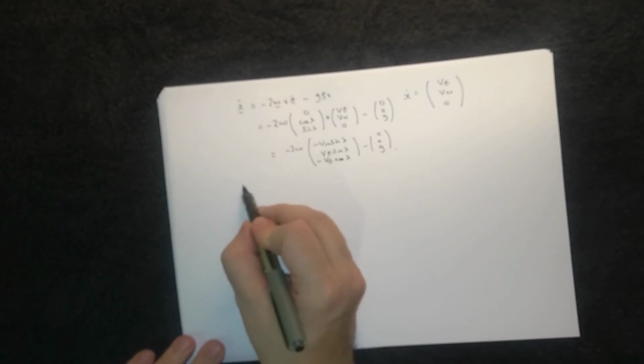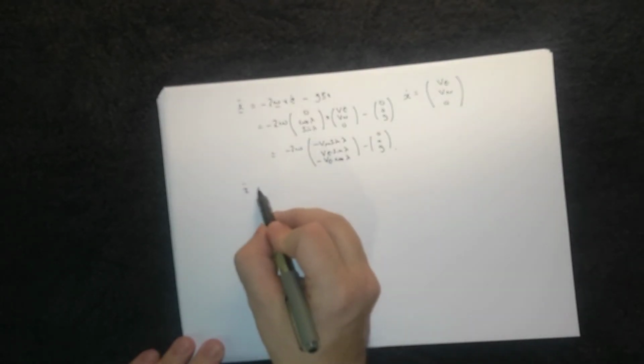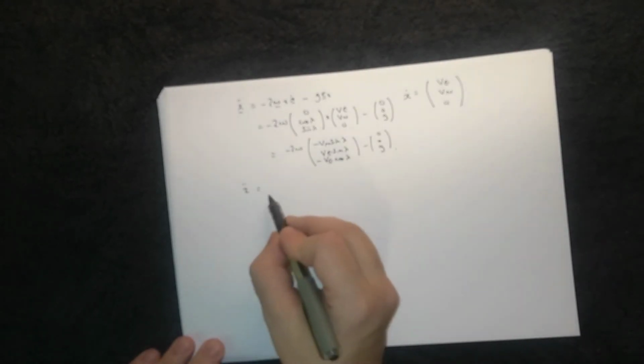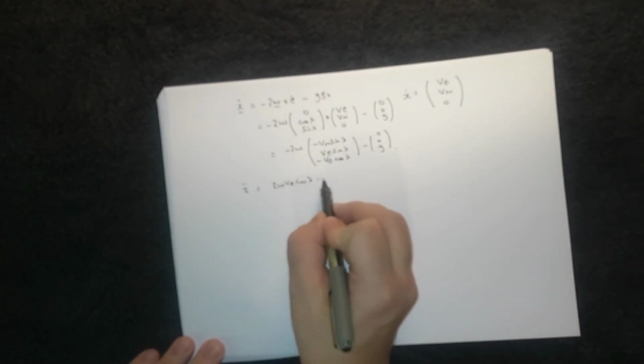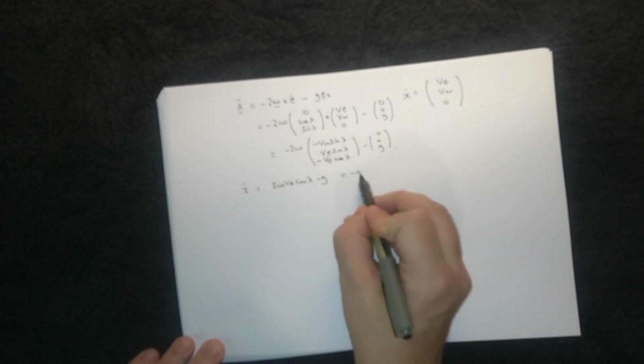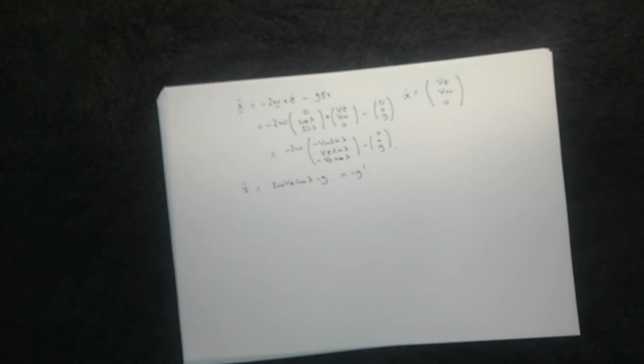In particular, the z component, z double dot, is equal to 2 omega V_E cos lambda minus g. Let's call that minus g primed. This is the effective gravitational force that we would experience. So if, for instance, you are flying in a plane in an easterly direction, so V_E is greater than 0, then you would see a reduction in the effective value of gravity.